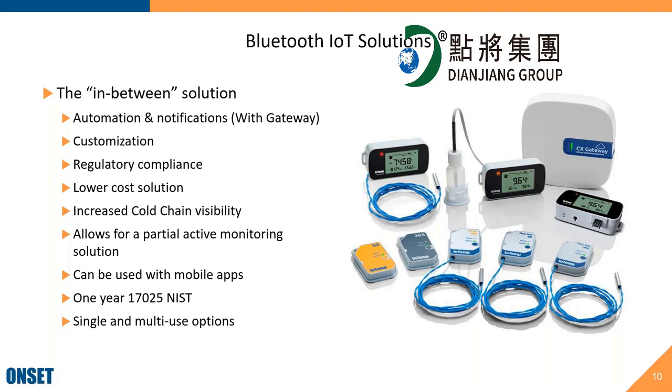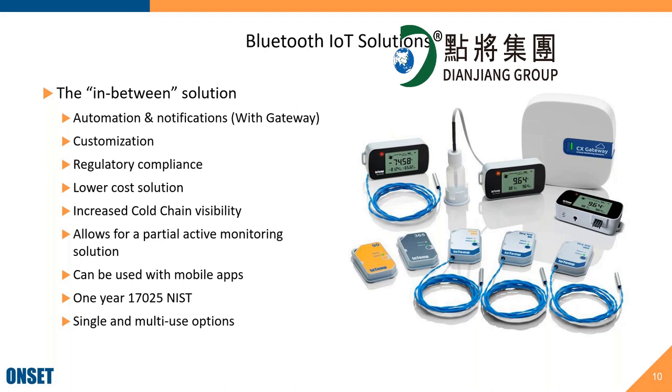And then with that notification, you'll get an email with a report directly in it. So you don't even need to go to the cloud platform to pull the report. You can get that automatically. As mentioned before, you can customize a lot of different things, the device behavior, your reports. It meets all regulatory compliance needs. It increases cold chain visibility and allows for a partial active monitoring solution. So again, that in between.